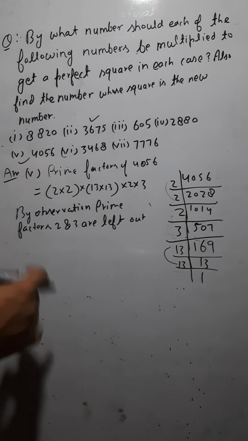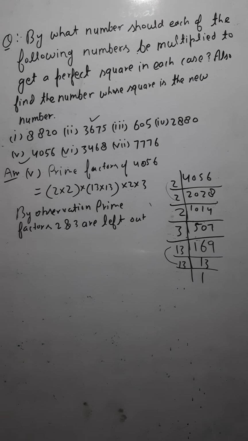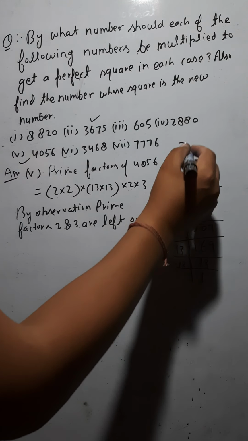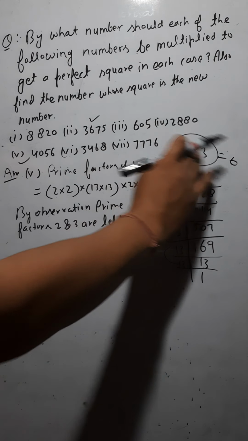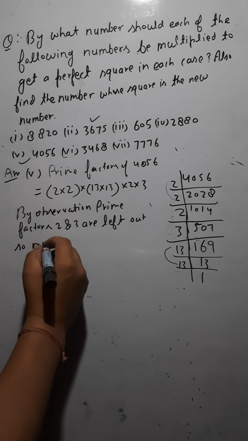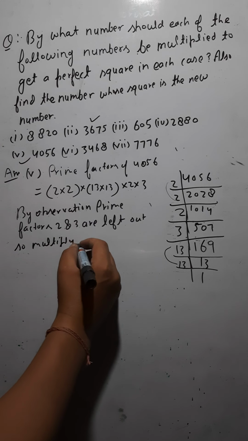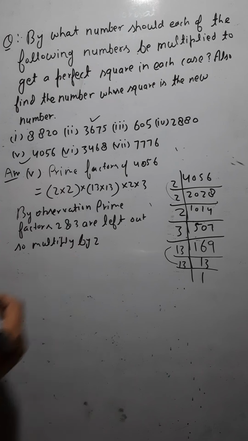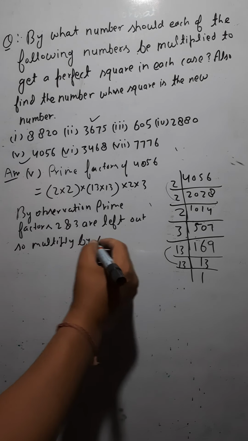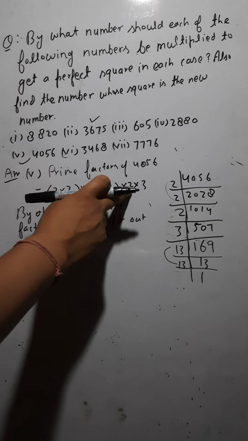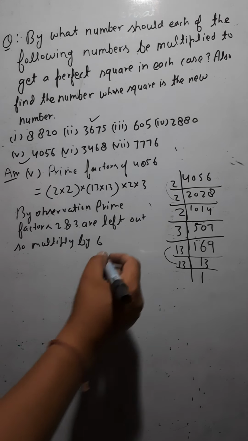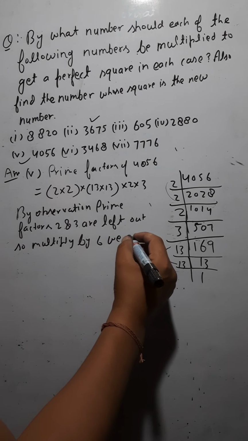So what would you do? We would multiply by 2 as well as by 3, means you would multiply by 6. Yes or not? So multiply by 2 and 3 means multiply by 6. Are you getting this? Because you need one more 2 and one more 3. So you have to multiply by 6. So multiply by 6, how much do we get?